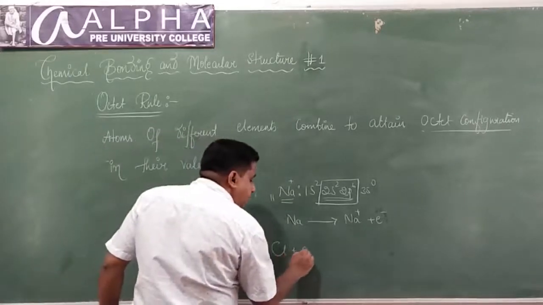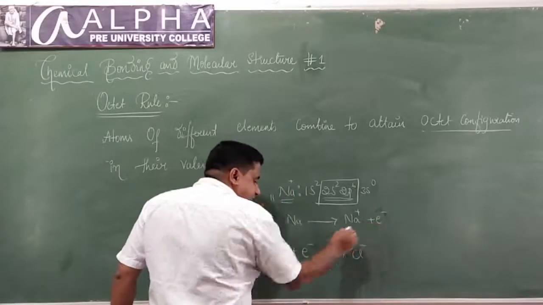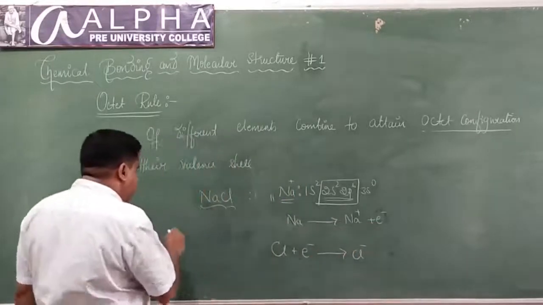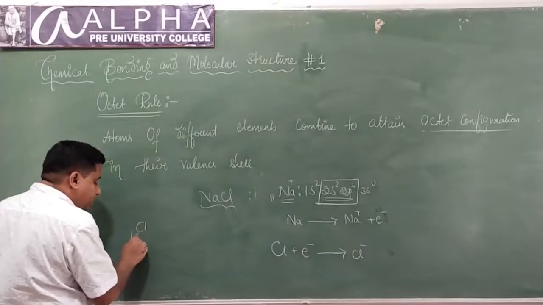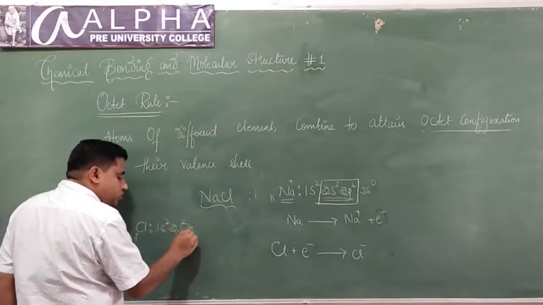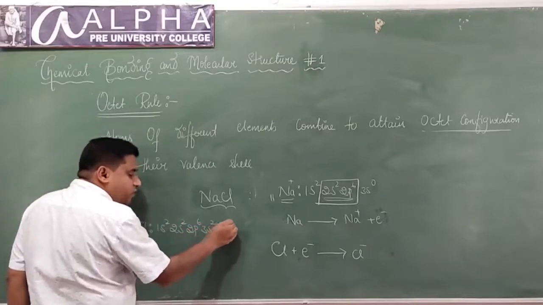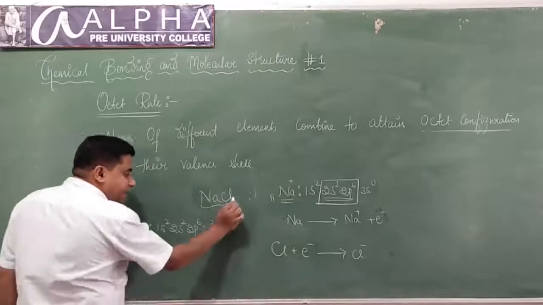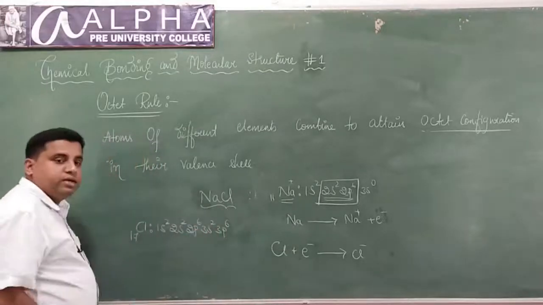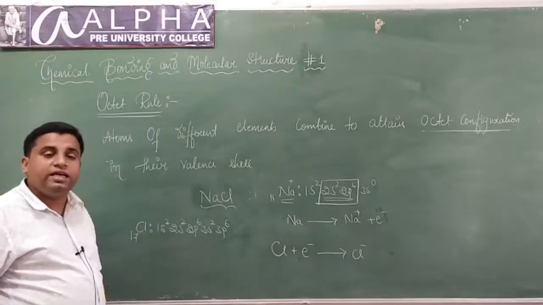Now what happens to chlorine? Chlorine will gain 1 electron to form what? Chloride. What is the atomic number of chlorine? The atomic number of chlorine is 17. Its electronic configuration is 1s2, 2s2, 2p6, 3s2, 3p5. Correct? When chlorine gains 1 electron, its electronic configuration becomes 3s2, 3p6.